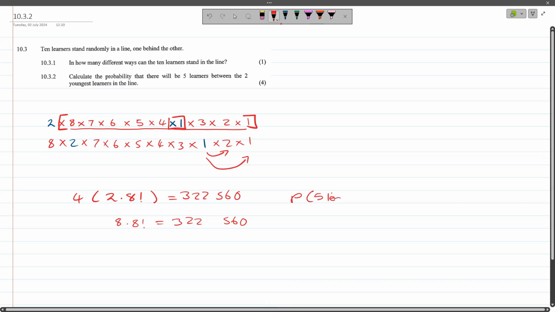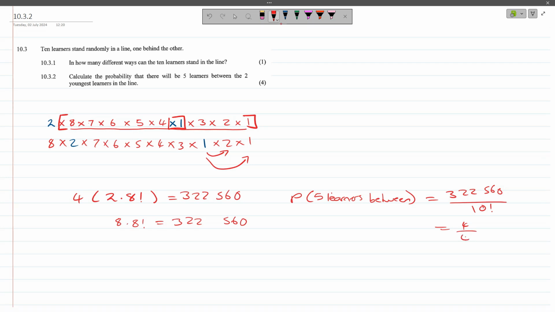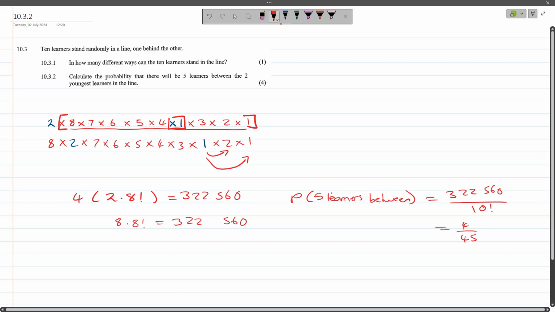And then now, what is the probability that there are 5 learners in between? So let's actually write that: 5 learners between. That will be equal to this value, 322,560 over 10 factorial. Now, if you put this in your calculator, you can actually get a value, which will be 4 over 45. That is the answer.